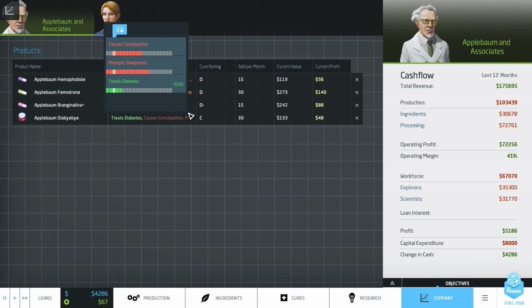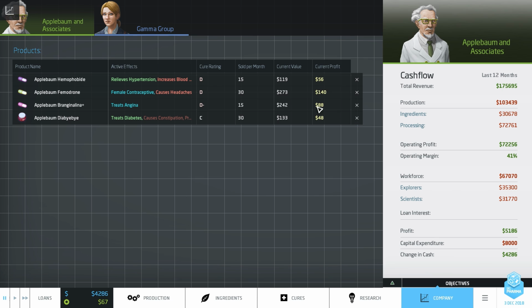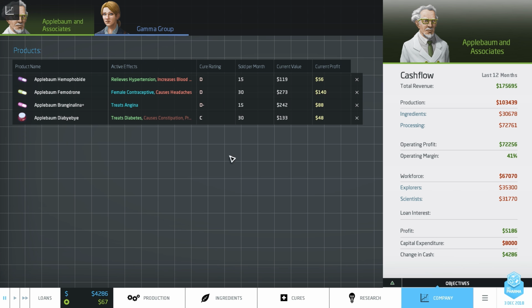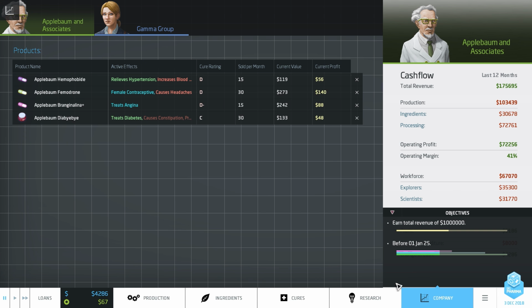The main concern for me right now is this treats angina drug here, which is costing us. Current value is $242, and it's at 88 bucks a pop here for only profit. And let's take a look at our other companies here. These guys also have a treats angina, which is a D-, and they're at the same level here. So we need to get our drug better than theirs so that we can beat them out at the market here and hopefully get a little more profit, I think. A little more revenue at least.